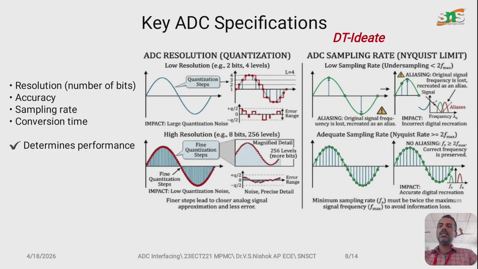And accuracy is how closely the output of the A to D converter is equivalent to the real signal. And the sampling rate is how many samples are taken per second. And conversion time is how quickly the signal is converted from analog to digital. So these are the performance measured features of the A to D.